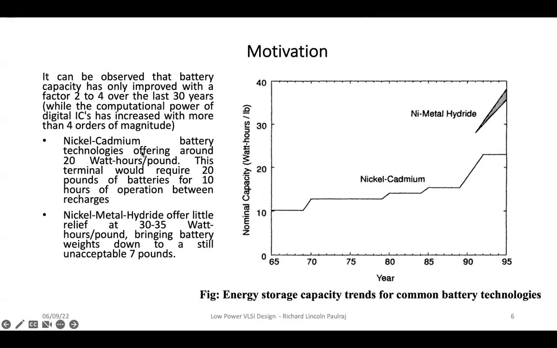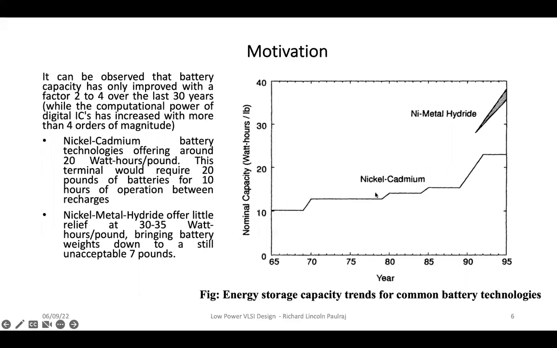So you can see here the nickel cadmium battery offering about 20 watt hours per pound, so approximately about 0.5 to 0.6 kilos. This terminal would require 20 pounds of batteries for 10 hours of operation between recharges. Which means it should be about 10 to 12 kilos of battery if you want to use it for 10 hours between recharges. Nickel metal hydride, another combination that was used, offers a little relief at 30 to 35 watt hours per pound. So slightly it is better. Here you're getting about 20, here you're getting about 35, which is much better. So that is reducing the weight by about 3.5 to 4 kilos.